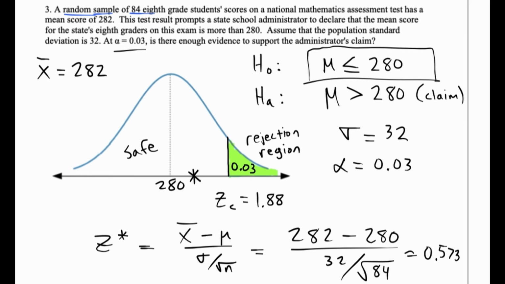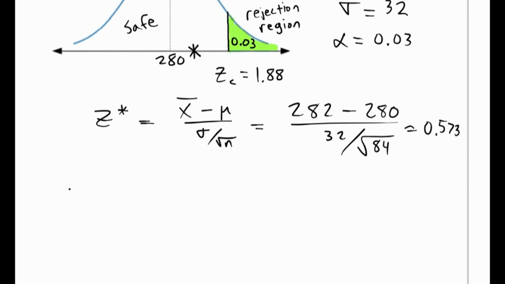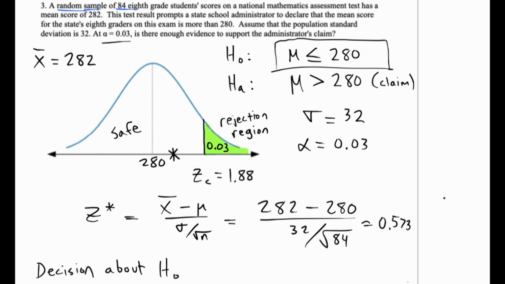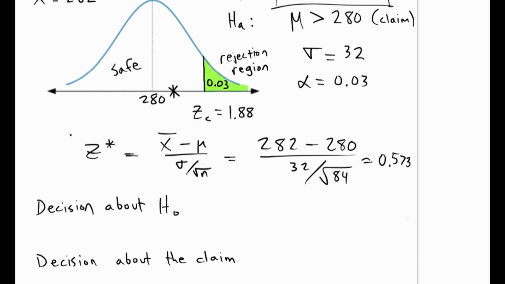And so we want to state that. We want to make two decisions. A decision about the null, and then we want to make a decision or a statement about the claim, because the claim is not always the null, as we see in this problem. So when it comes to the null, I'm going to fail to reject it. My Z star was not in the rejection region.